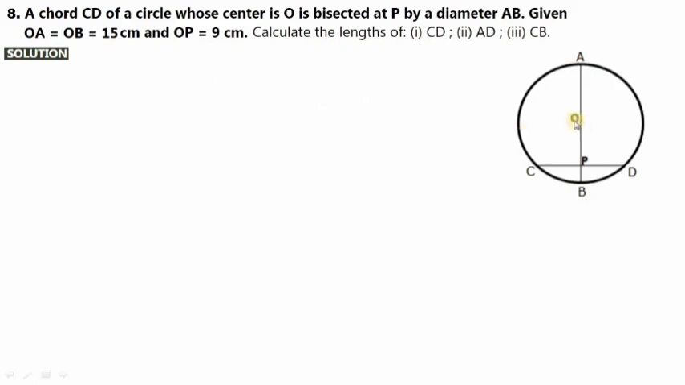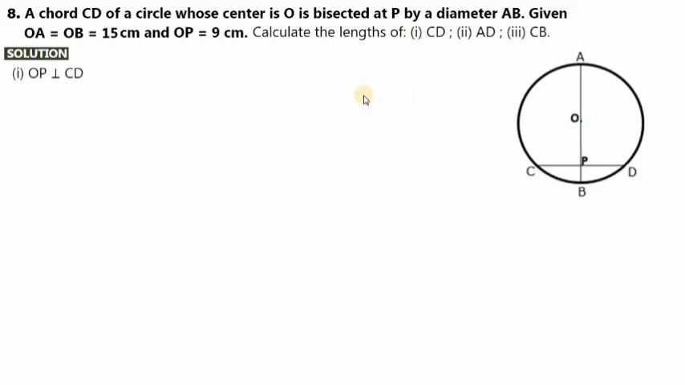Now, what are OA and OB? They are the radius, isn't it? So OA and OB are given to be 15 centimeter. That is, the radius of the circle is 15 centimeter, and OP is given to be 9 centimeter. So you need to find the length of CD.